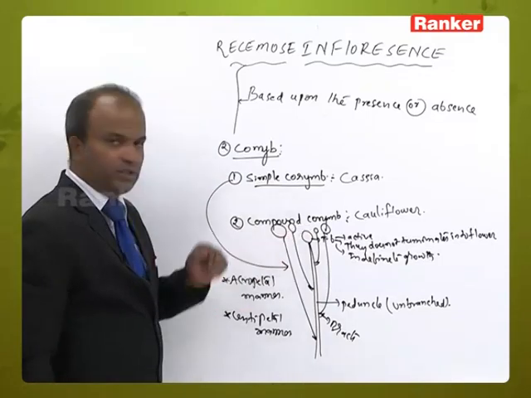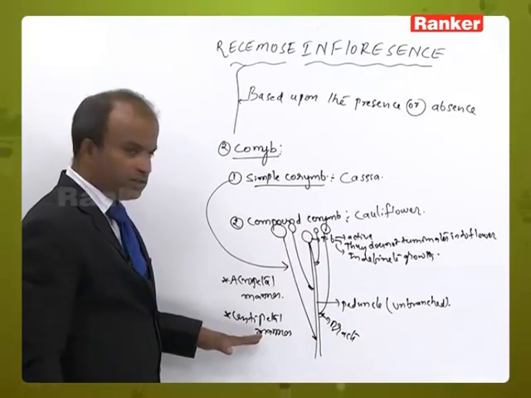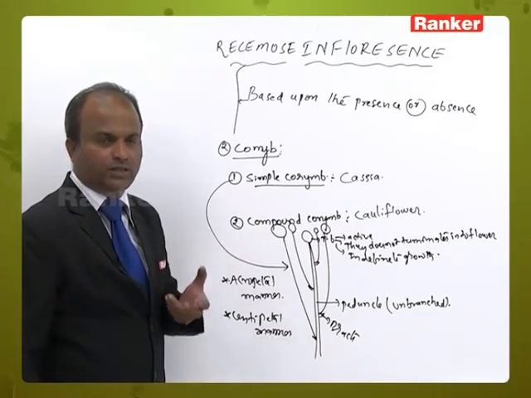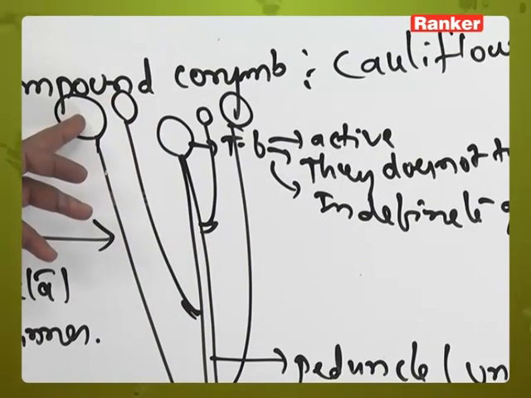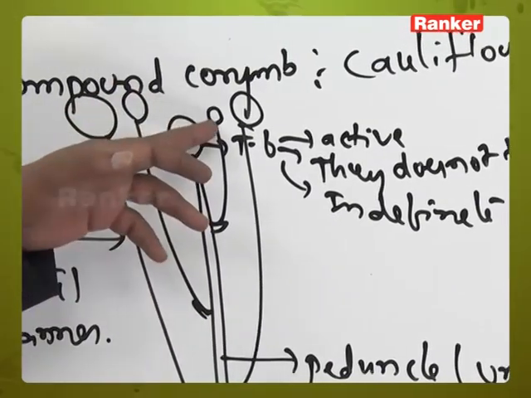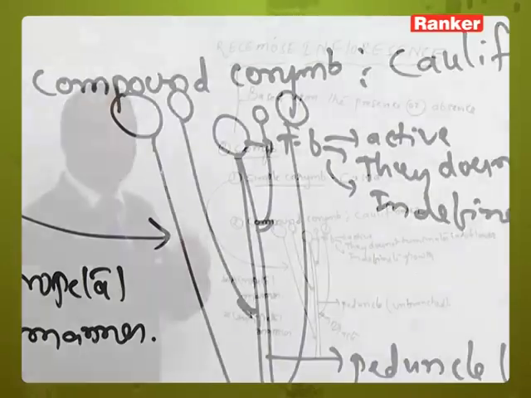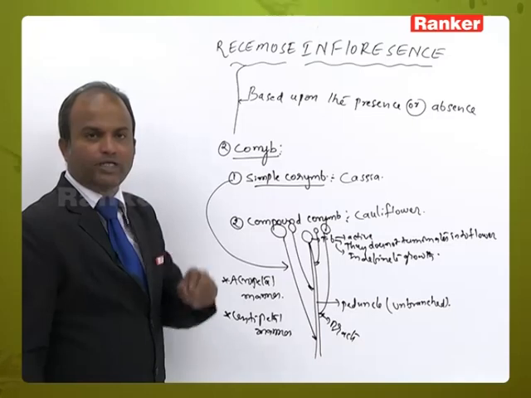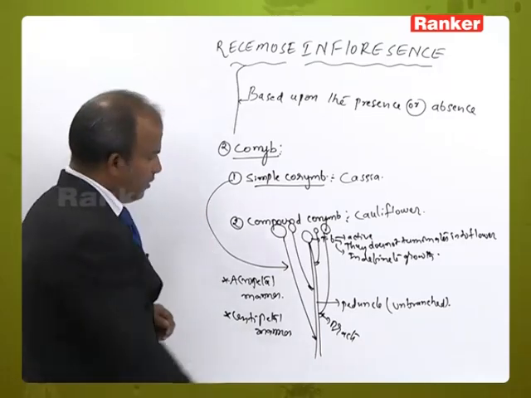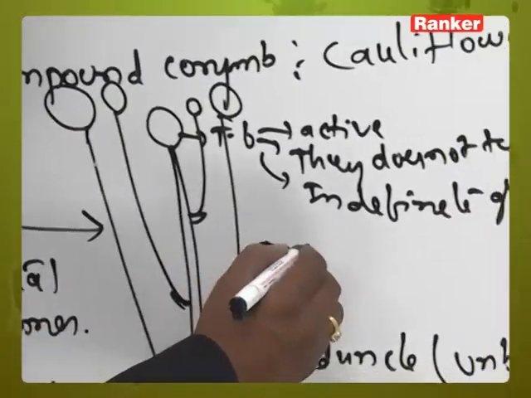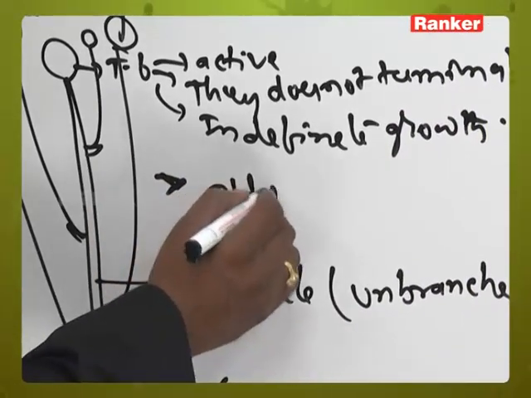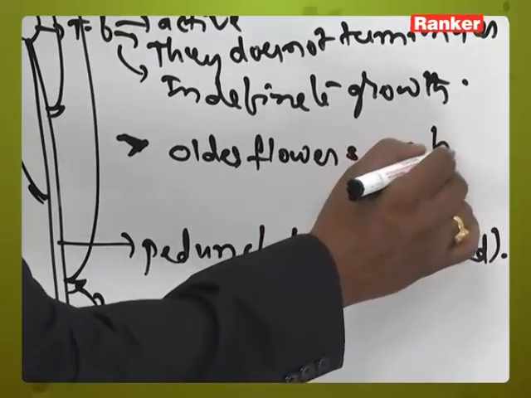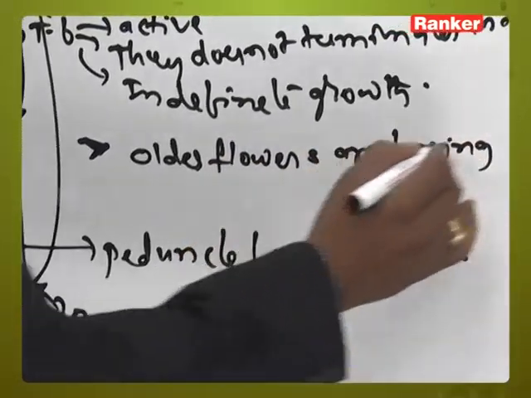But what happens if we see this inflorescence? Here the flowers are arranged in centripetal manner. Why? Because here the older flowers are present towards the periphery and younger flowers are present towards the center. So it is centripetal arrangement. Why are they arranged in centripetal arrangement? There is only one reason: older flowers are having longer pedicels.